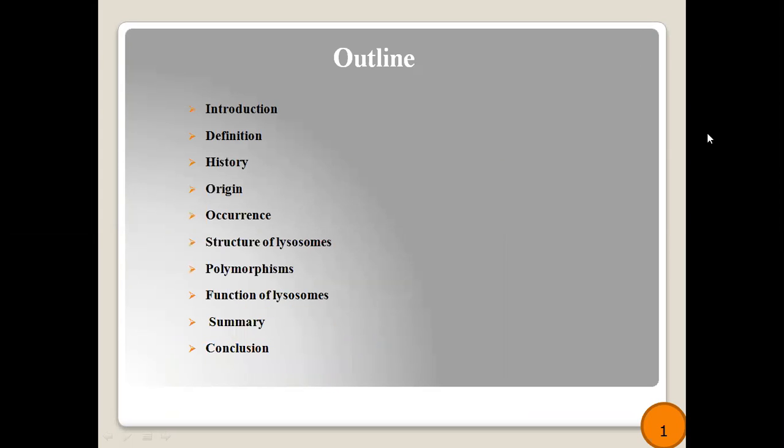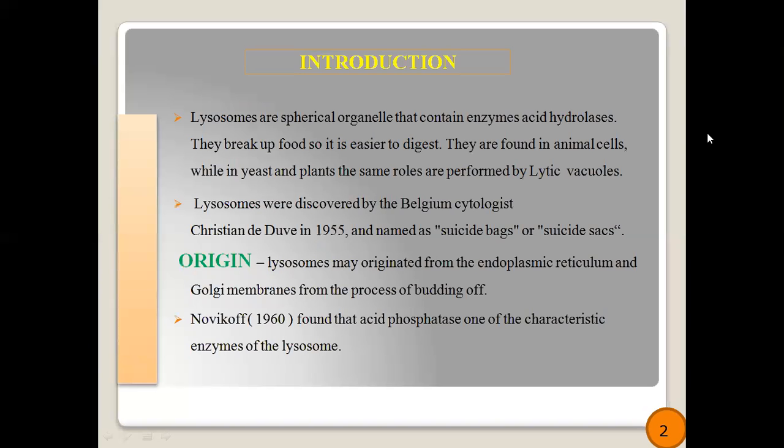So, this is the basic outline of my today's topic, that is introduction, definition, history, origin, occurrence, structure of lysosomes, polymorphisms, functions of lysosomes, and summary and conclusion. So, we will turn towards the introduction of lysosomes.